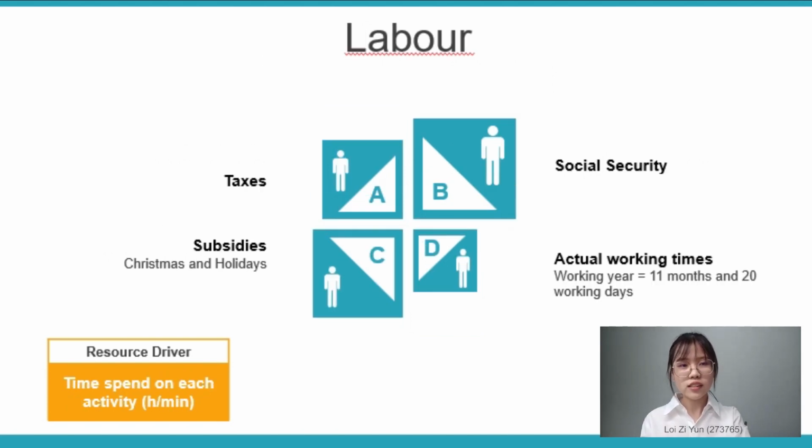Then we move to the second resource, which is labor. The labor resource takes into account the taxes, social securities, subsidies, and also the actual working times. The cost associated with the labor will be allocated to each activity based on the time the labor spent on each activity. Hence, the resource driver of the labor is time spent on each activity.